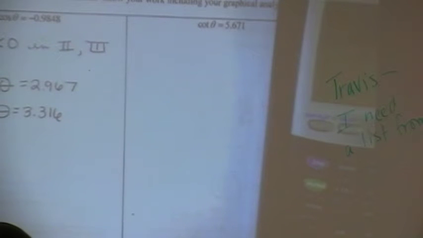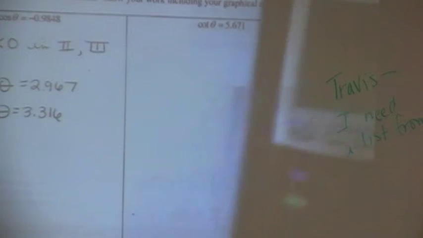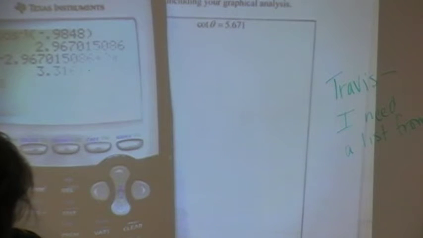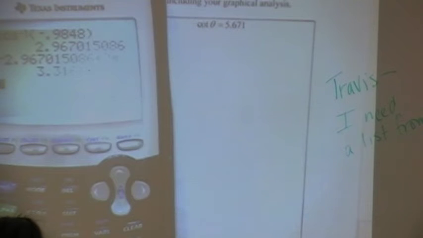Did you switch your calculator? Are you sure? Yeah. Did you get 2.967 for your first one? And when I added 2 pi, it gave me 9.2. Did you make a negative first? Did you make it negative? You have to make it negative first. Okay, so try cotangent.